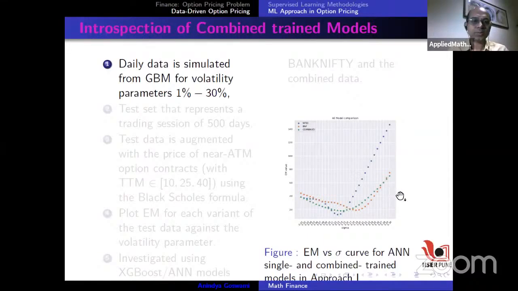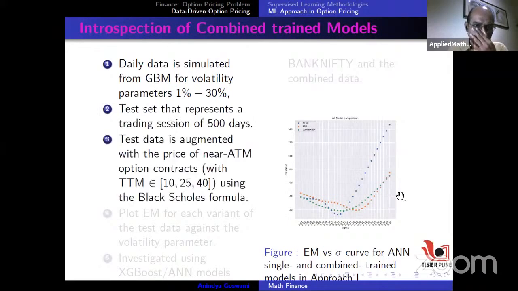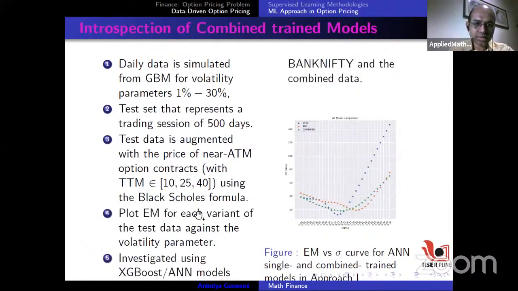Yeah, so this is a little more detail. If anyone is interested in performing similar things, they can take a screenshot of this. Okay, so I end here.